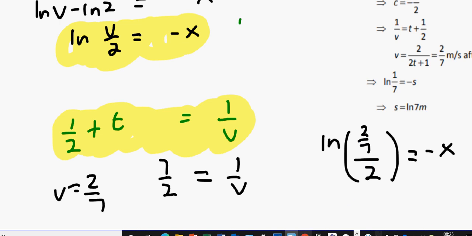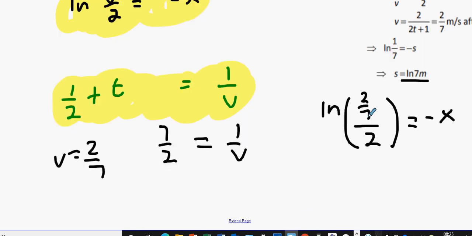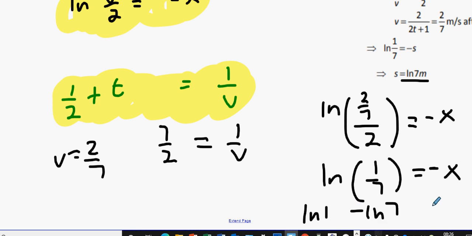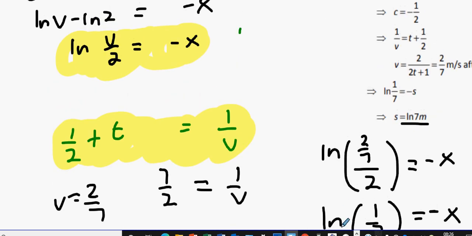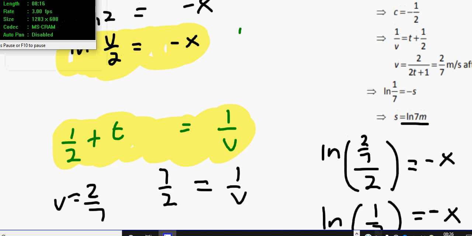I suppose it says ln 7 in the answer, so I suppose I should show how you get that. What's 2 sevens divided by 2? ln 1/7, yeah? And ln 1/7 is ln 1 minus ln 7. ln 1 is 0. So therefore x equals, and you're done. Okay? Any questions about it, or did anybody have a different route they were thinking about going down, or anything you want to ask about?